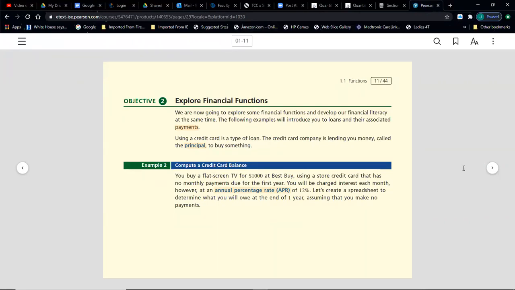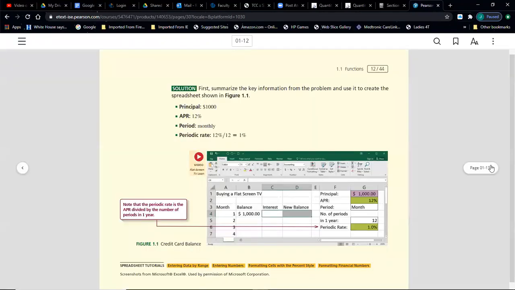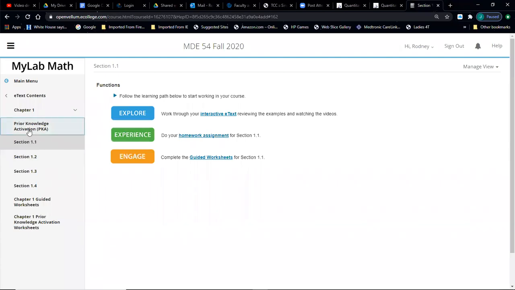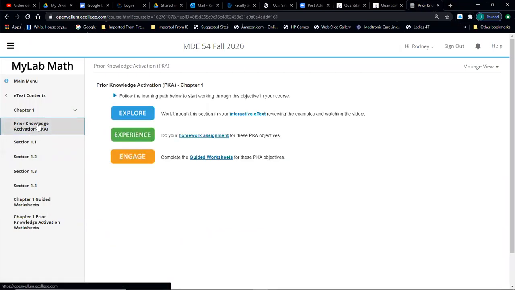Good enough. Okay, so purple, especially at the top, and you'll have that little PKA symbol somewhere. That lets you know when you're in a PKA section of a textbook. What if you just click this prior knowledge activation for Chapter 1? What if you click that?